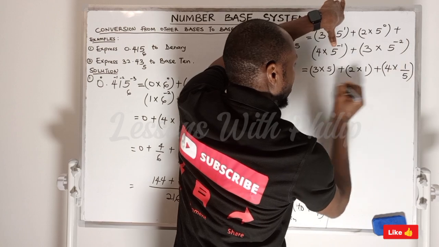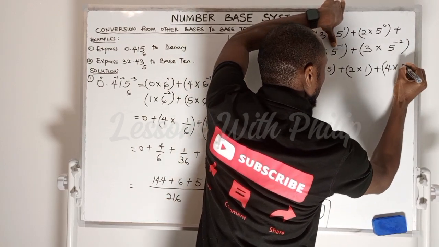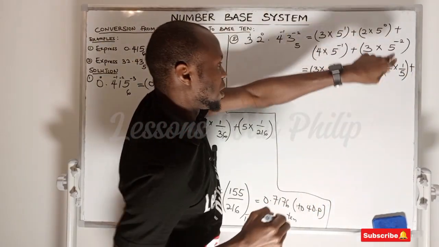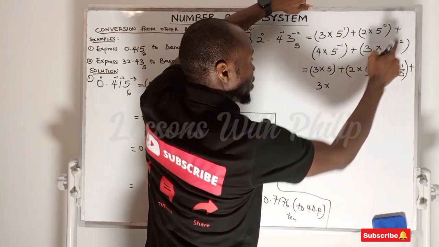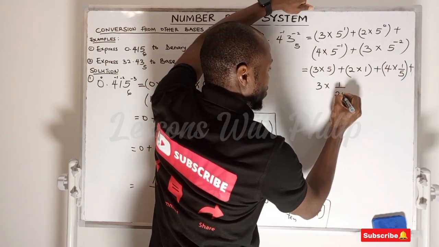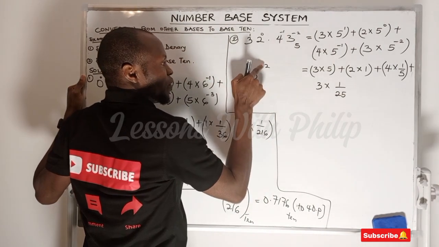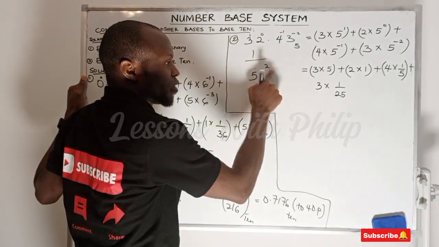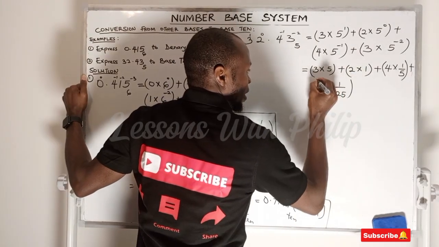All right? Plus 4 times 1 over 5, plus, then the last one is 3. We have 3 times, if I remove this minus, I have 1 over 5 raised to power 2. And 5 raised to power 2 is what? 25. Don't forget I said 5 raised to power minus 2. If you remove this minus, it becomes 1 over 5 raised to power 2, and that is 25. All right? So, let's continue.